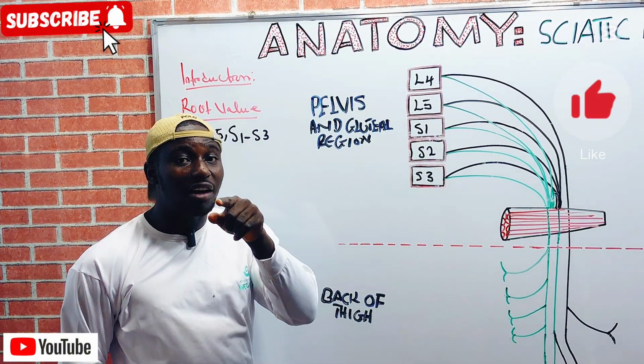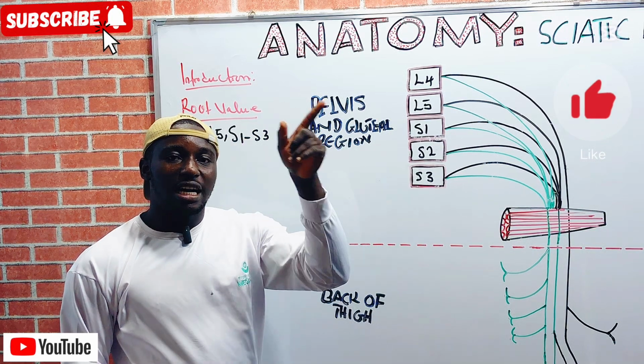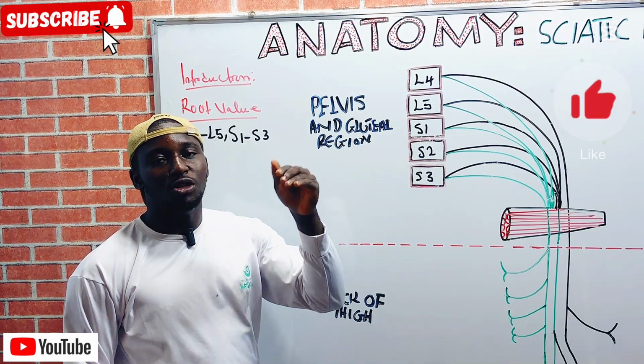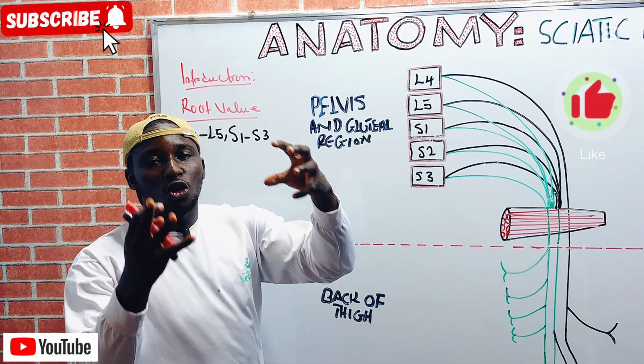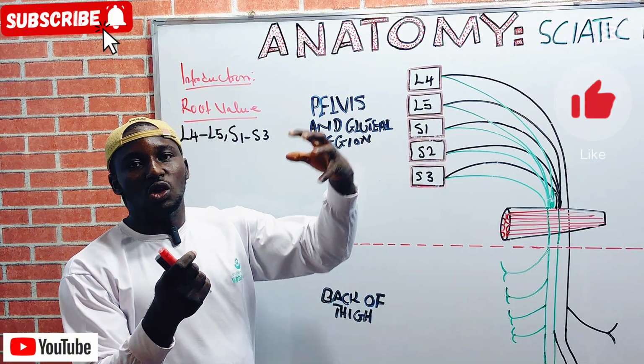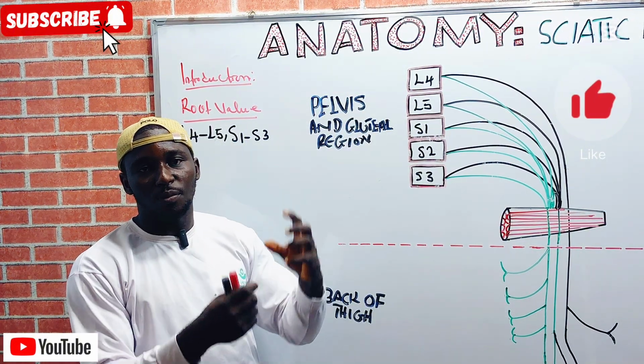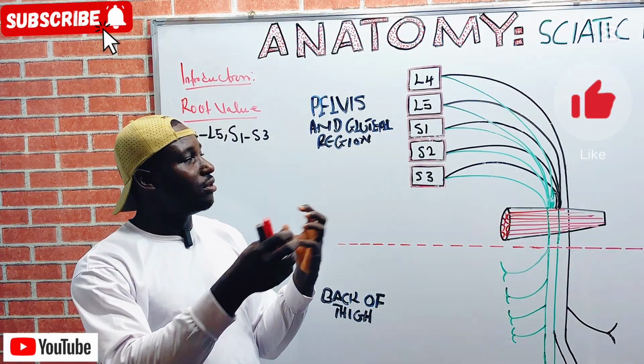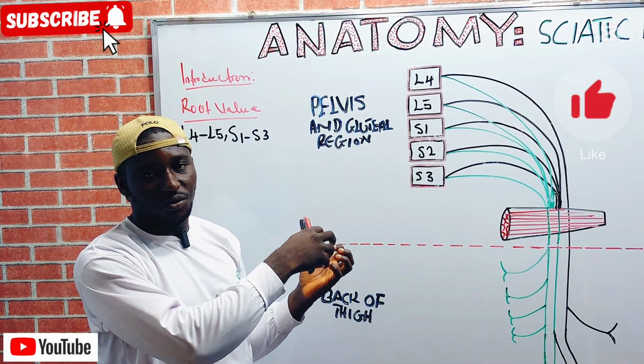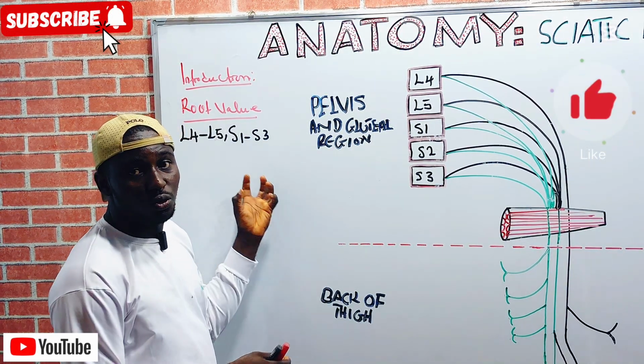Recall that the sciatic nerve arises from the lumbosacral plexus. That is the union of the plexus between the lumbar plexus and the sacral plexus. They are joined together to form the lumbosacral plexus, which gives rise to the what? The sciatic nerve. You get? So this is the root value.